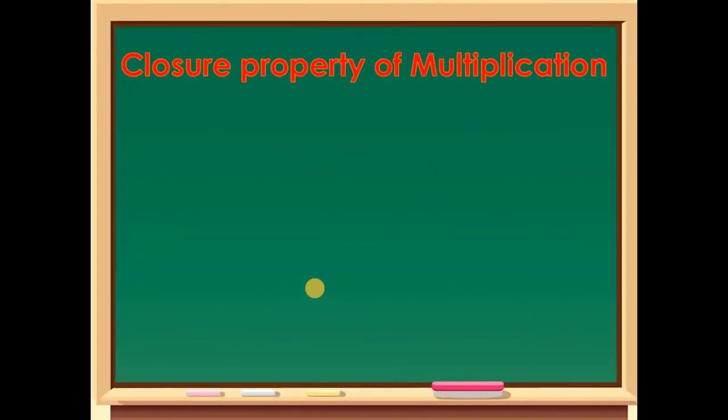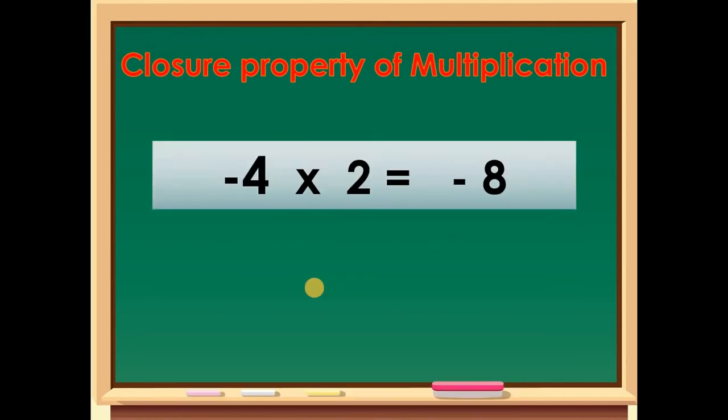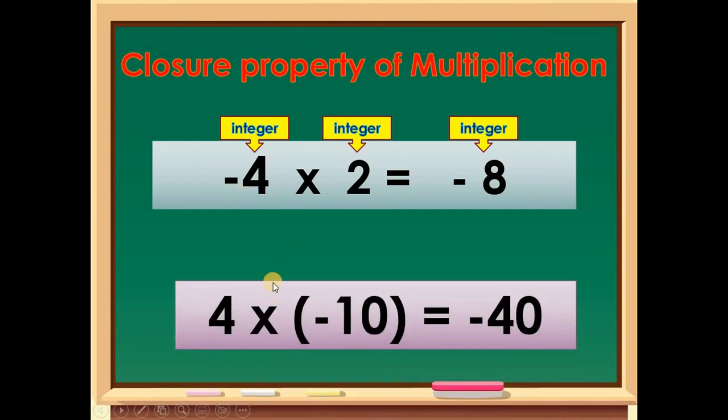Okay, next, we have the closure property of multiplication. So, negative 4 is an integer. Positive 2 is also an integer. And this negative 8 is also an integer. So therefore, we have a closure. Then we have here positive 4, that is also an integer. Then this negative 10, that is also an integer, and itong negative 40 is also an integer. So therefore, itong mga halimbawa dito ay nagpapatunay na mayroong closure sa multiplication. Okay, next.